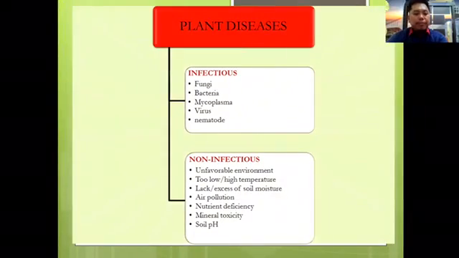In the next slide, I want to show you examples of infectious and non-infectious plant diseases. Infectious or biotic diseases are caused by fungi, bacteria, mycoplasma, virus, and nematode. And non-infectious or abiotic diseases are caused by the environment: high temperature, soil moisture, air pollution, nutrient deficiency, mineral toxicity, and lastly, soil pH.